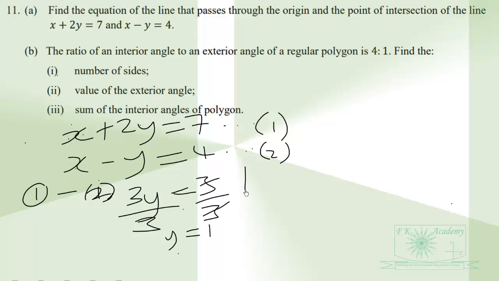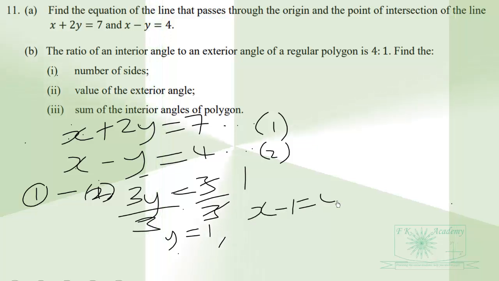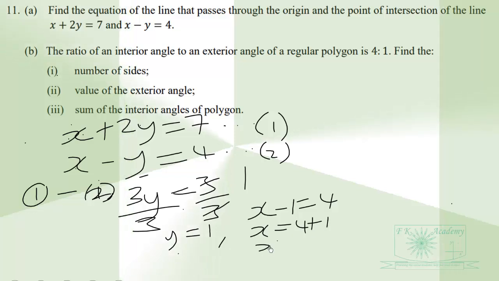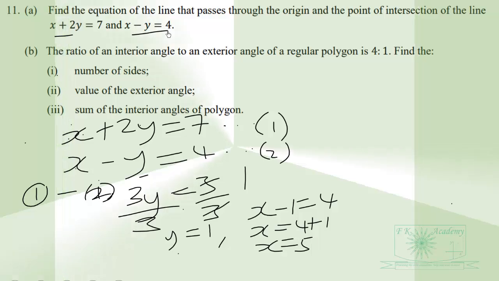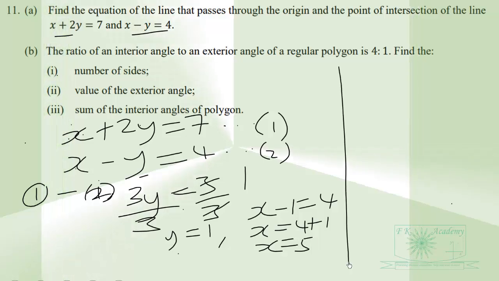Then if y is 1, we can put y equal to 1 in equation 2. So x minus 1 is equal to 4. So x will be equal to 4 plus 1, which is 5. So this is quite simple and straightforward. The point of intersection of these two lines is at (5, 1).